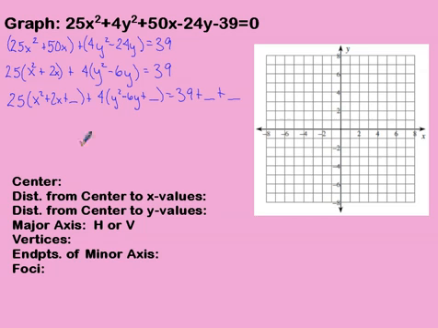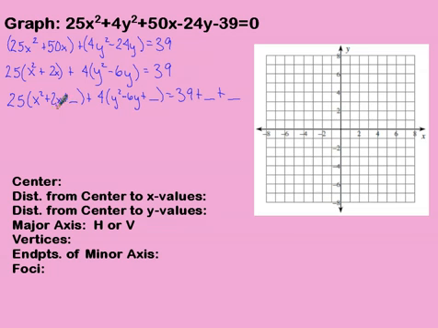Alright, so what I've done is I grouped together the x terms and the y terms, and I moved the 39 over. And then, in order to complete the square, we have to have a leading coefficient of a positive 1. So I factored out a 25 from my x values. And then I did the same for my y values. I factored out a 4. And what we're going to do now is we're going to complete these squares.